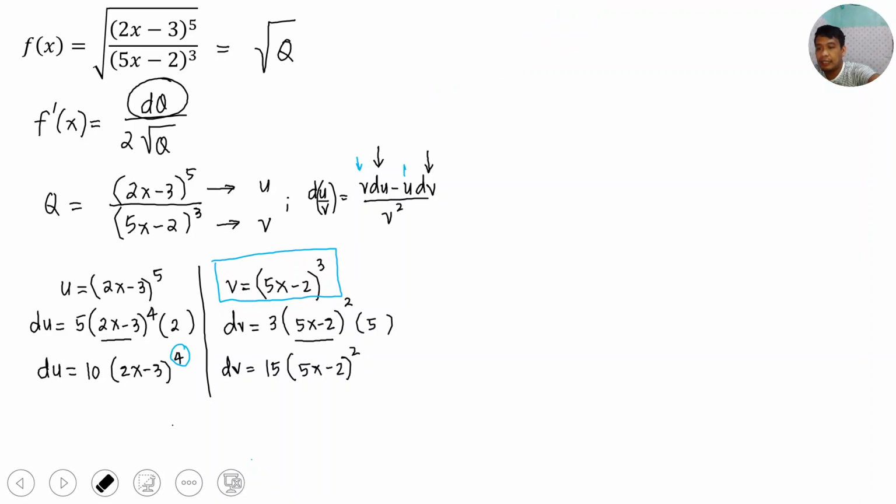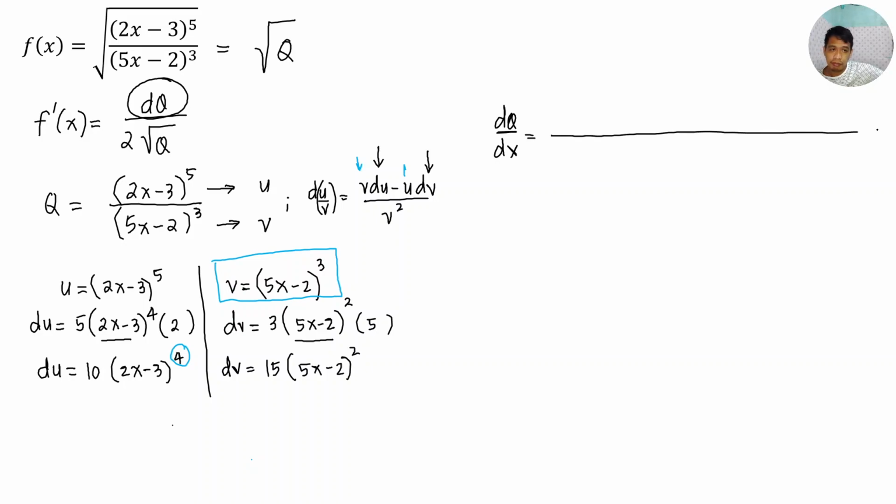Okay. Again, we have dq dx equal to your v, which is 5x minus 2 to the third, multiplied by du, which is 10 times 2x minus 3 to the fourth, minus your u, which is 2x minus 3 to the 5, multiplied by our dv, which is 15 times 5x minus 2 squared, all over our denominator, 5x minus 2 cubed, which must be raised to the second power.